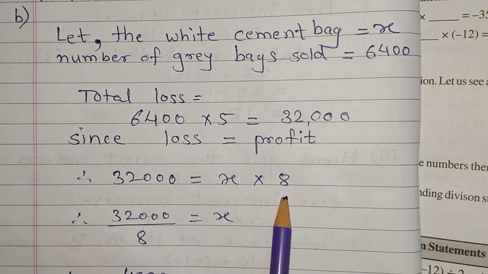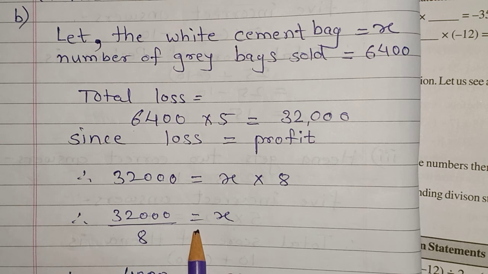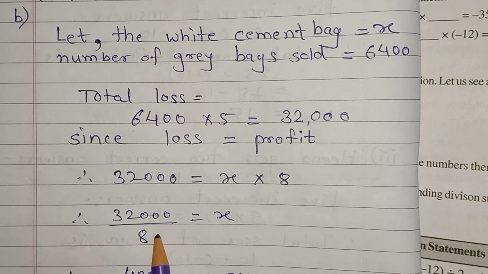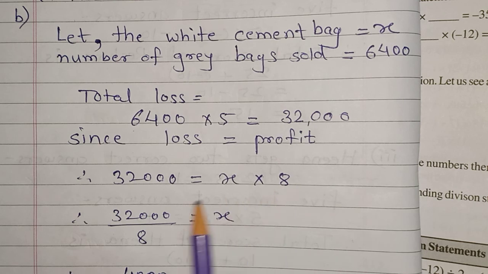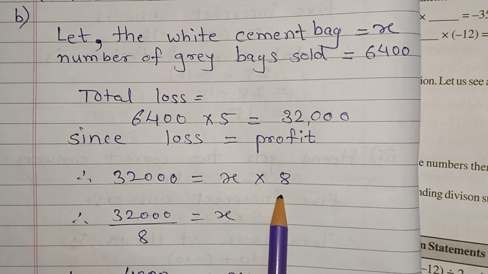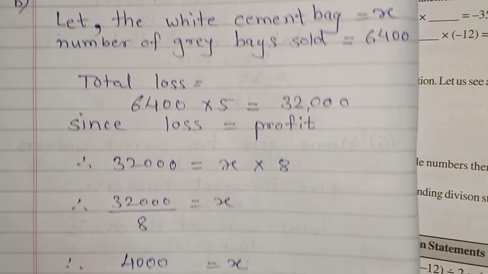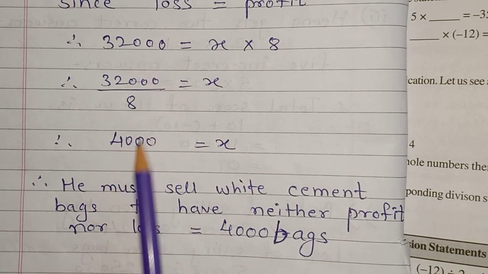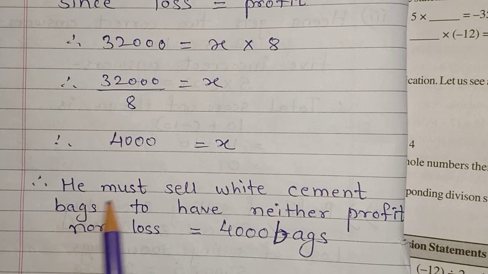So when the number is going to the other side of the equation, the action becomes opposite. Like suppose here it is multiplied, it becomes divide. Here it is plus, it becomes subtraction. If it is subtraction, it becomes addition. If it is division, it becomes multiplication. So here 8 is multiplied, here it becomes divide. So now the answer of X is 4000. After dividing this, I got the answer 4000. Therefore, the white cement bags he must sell to have neither profit nor loss is equal to 4000 bags.